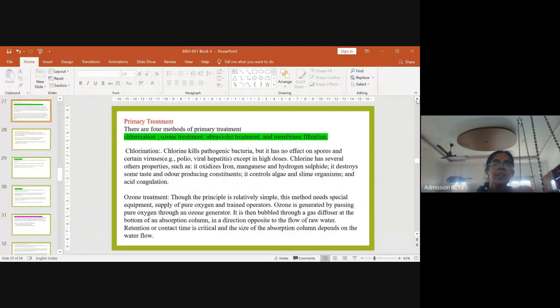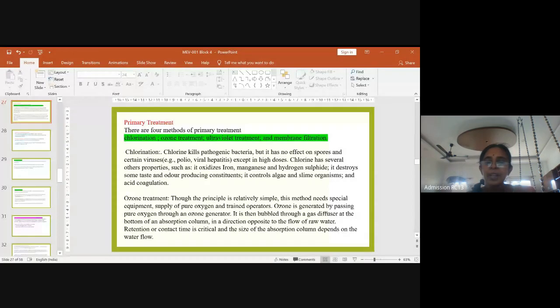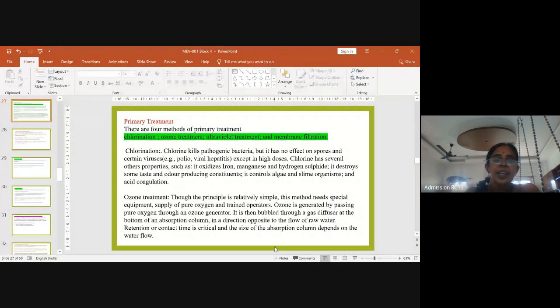So the primary treatment is the first treatment of water, which includes four methods. First one is chlorination, second one is ozone treatment, third one is ultraviolet treatment, and the fourth one is membrane filtration. All these are primary treatment of water.